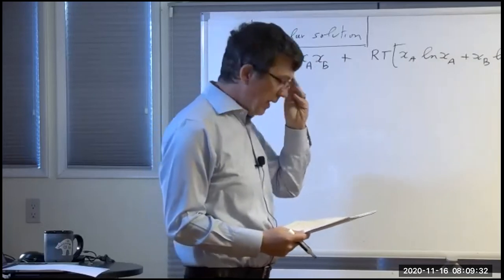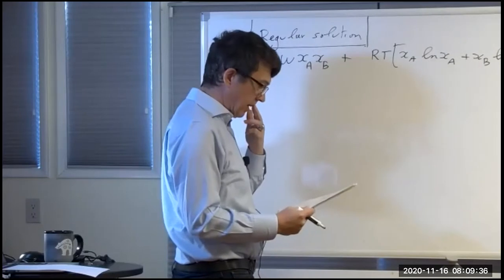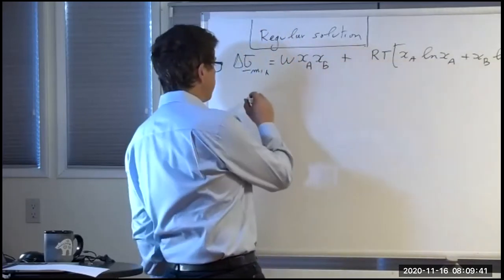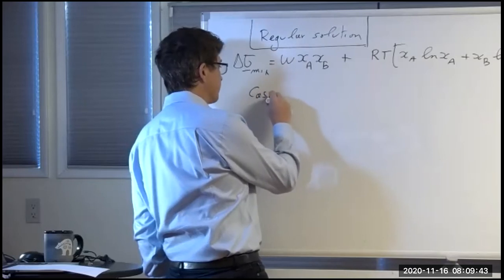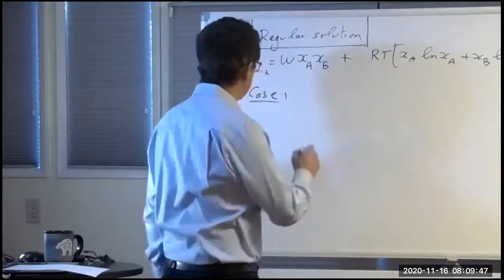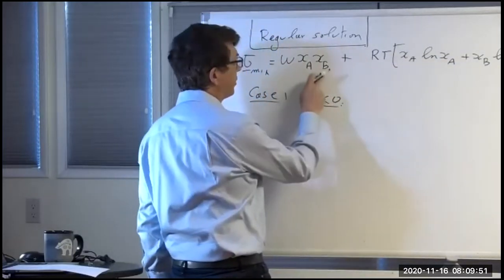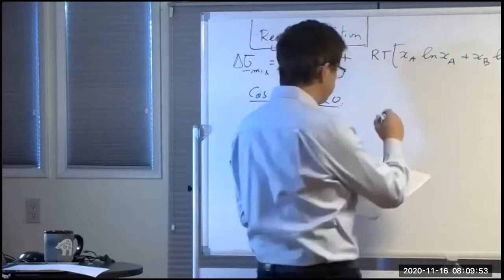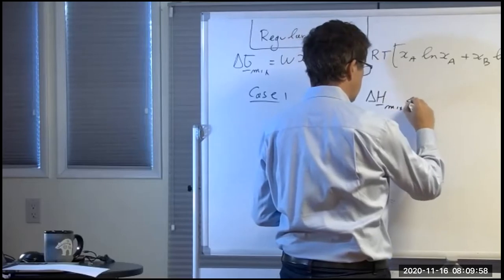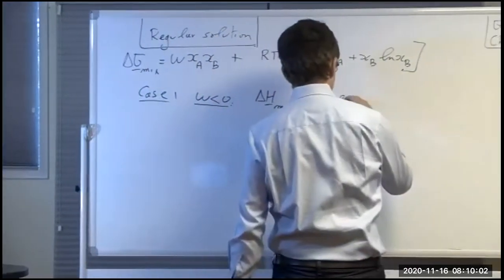But of course, in reality, free energy of mixing can behave quite a lot differently. So I want to discuss the energetics. I want to discuss two cases, depending on whether omega is positive or negative. So when omega is negative, then the enthalpy of mixing term is negative. So you have what is referred to as exothermic mixing.